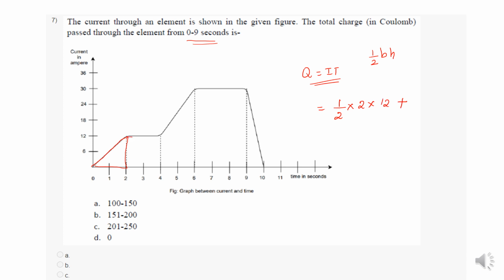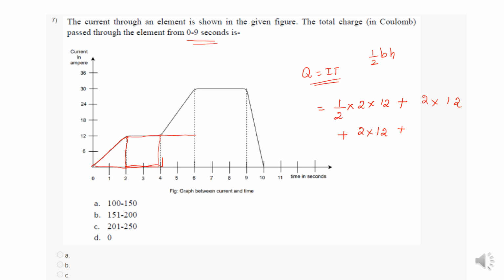And the second, you have to consider the square, the rectangle. Here the base is 2, so 2 into, in the y-axis, 12. Okay, 2 into 12. Next, the next one we have to divide into a triangle and a rectangle. At the same triangle, 2 into 12 for the rectangle.